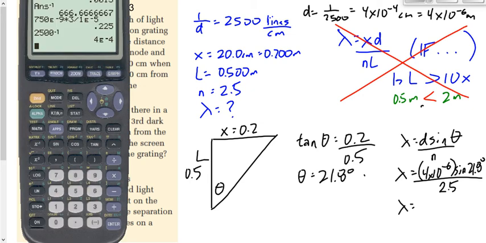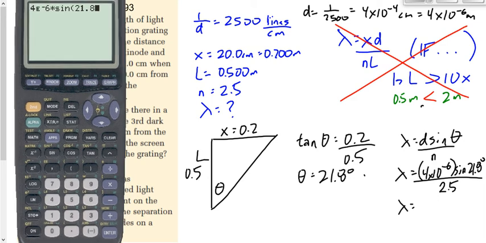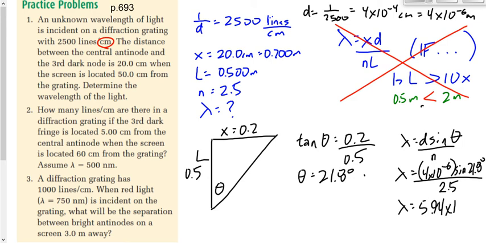Now let's figure this one out here. We got 4 times 10 to the minus 6 times sine 21.8. Make sure you're in degree mode. Let's divide that by 2.5. We get 5.94 times 10 to the minus 7. Now I think the book had 6.4 or something like that times 10 to the minus 7 meters.